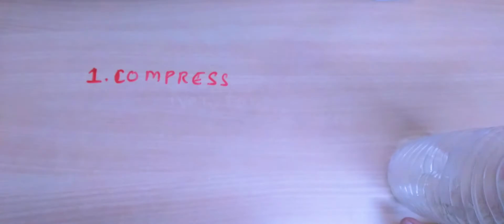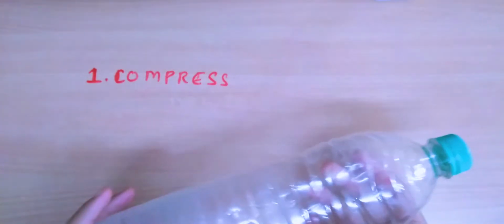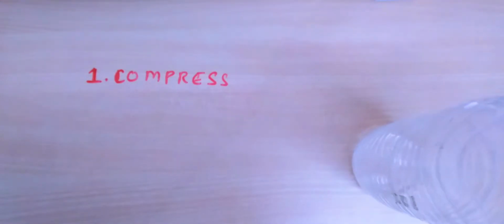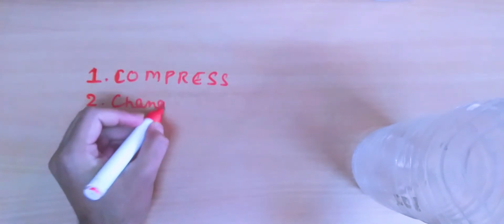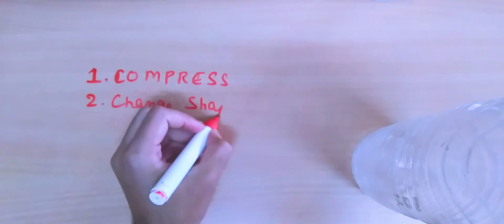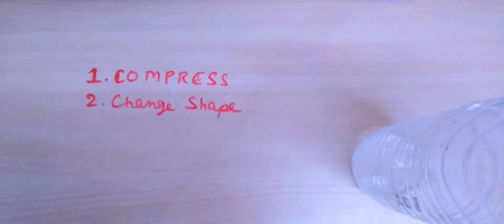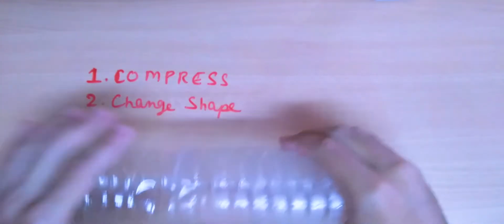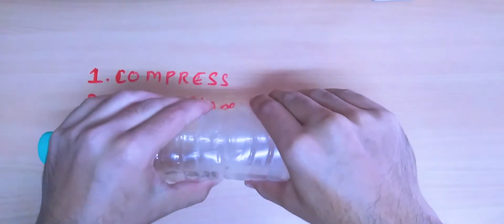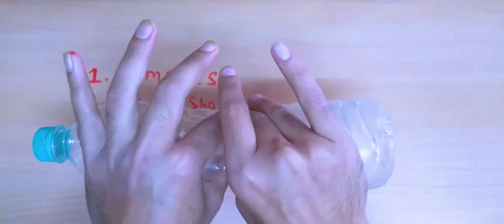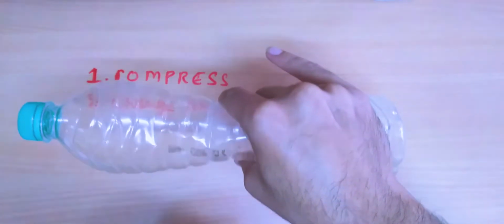The second effect of force, which we could see in this demonstration again, was that we can change the shape of objects by applying force. So the second one is change shape. So force can change the shape of objects. The easiest one to see is, well, when I apply force on the bottle, obviously the volume of the air inside it decreases, but the shape of the bottle also changes. So I can make the bottle slimmer.